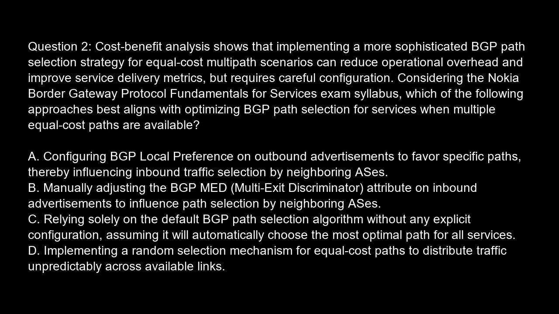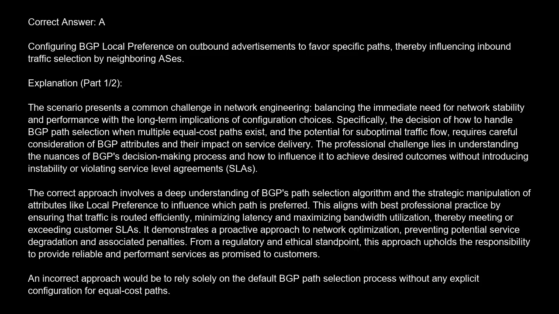Option D. Implementing a random selection mechanism for equal-cost paths to distribute traffic unpredictably across available links. The correct answer is A. Configuring BGP local preference on outbound advertisements to favor specific paths, thereby influencing inbound traffic selection by neighboring ASes.